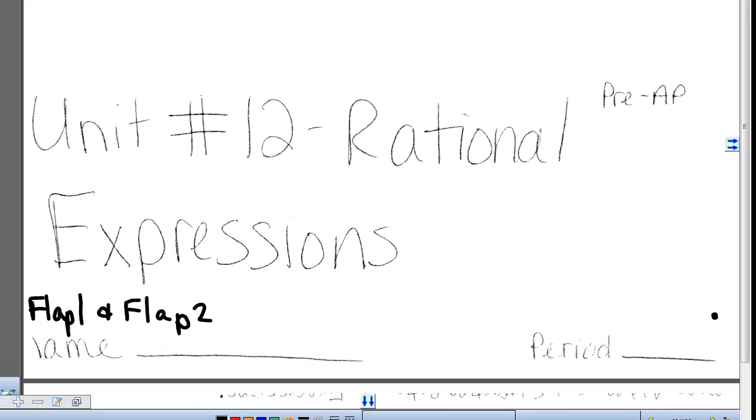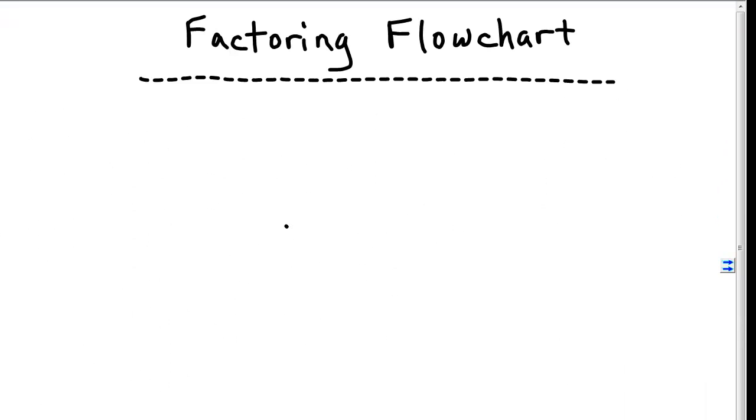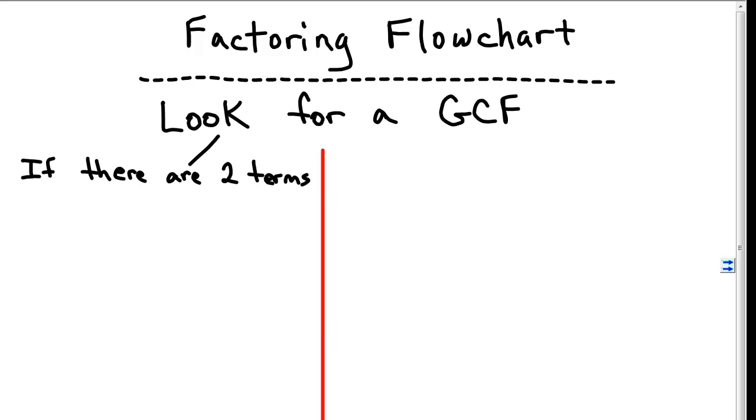We begin Unit 12, Rational Expressions, with Flap 1 and Flap 2 in our foldable. Flaps 1 and Flap 2 cover factoring. Let's look at a factoring flowchart. Remember from Unit 5, we look for a GCF first.